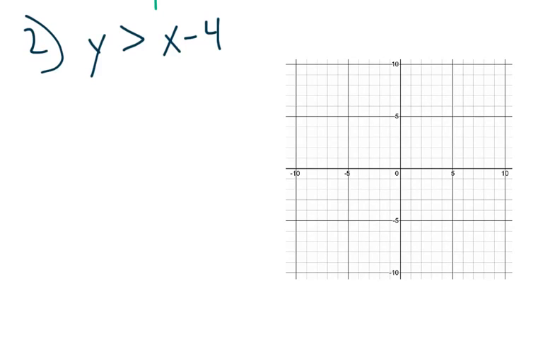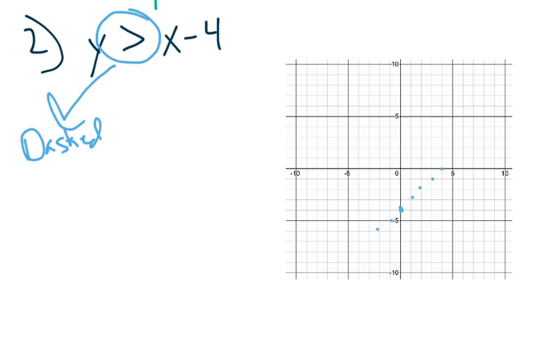All right, in this example, I have y is greater than x minus 4. So again, it's in slope-intercept form. I will go to negative 4 on my y-axis, and then I'm going up 1 over 1, up 1 over 1, and so on. So I've got plenty of points from which to draw my line, but I have to ask myself, what kind of line am I drawing? And since it's not equal to, I'm going to have a dashed line.